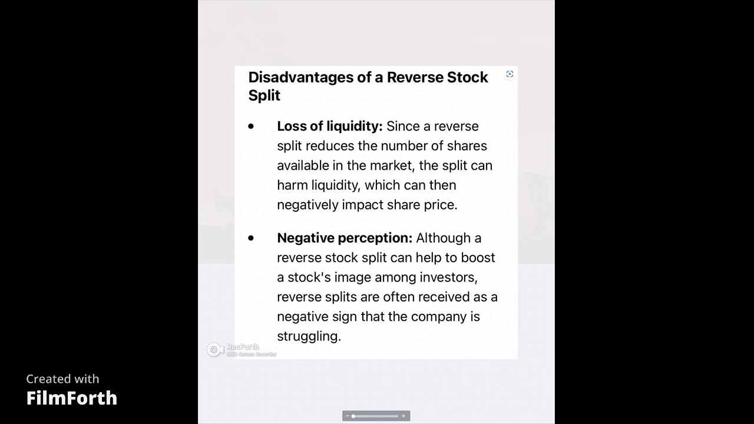Negative perception. Although a reverse stock split can help to boost a stock's image among investors, reverse splits are often received as a negative sign that the company is struggling. Guys, and that is very true. And let me give you my personal perception and what I've seen in reverse stock splits.